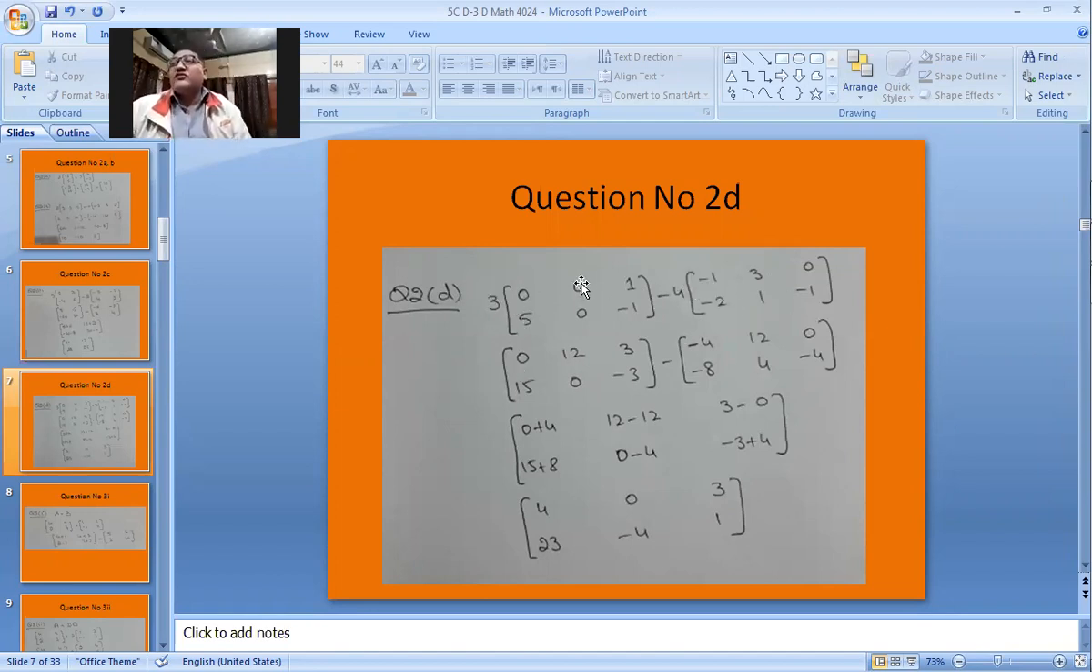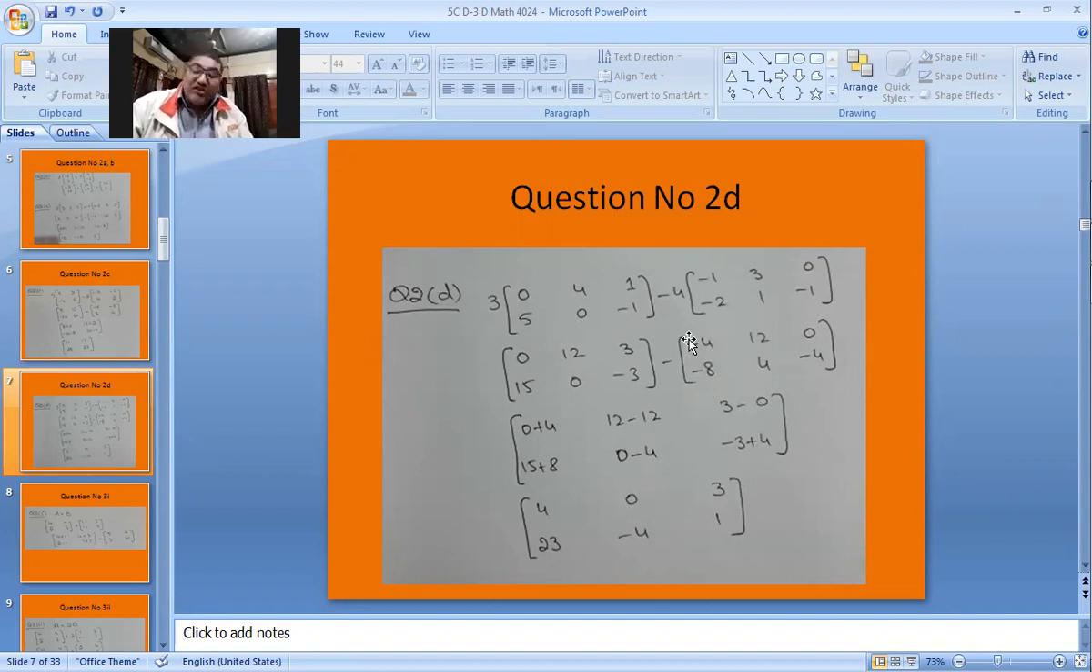So 3 zeros are 0, 3 fours are 12, 3 ones are 3, 3 fives are 15, 3 zeros are 0, 3 minus 1 is minus 3. Keep this negative outside, only take 4 inside. So you will have 4 minus 1, it will be minus 4, 4 into 3, and that will be 12, 4 into 0, that will be 0, 4 into minus 2, that will be minus 8, and 4 into 1, and that will be 4, 4 into minus 1, and that will be minus 4.